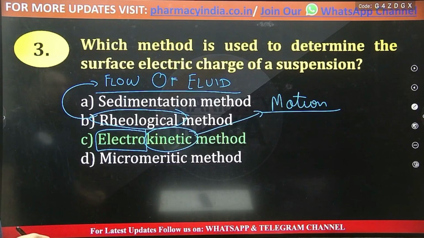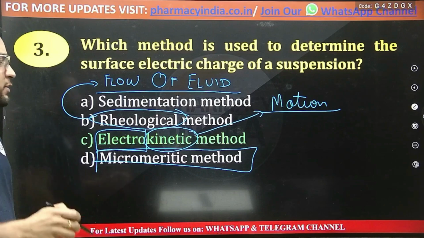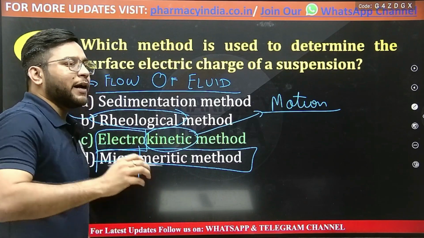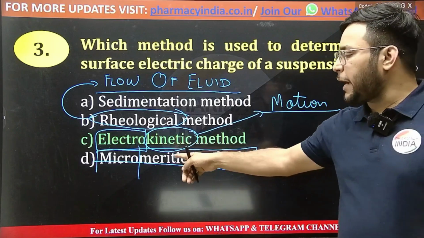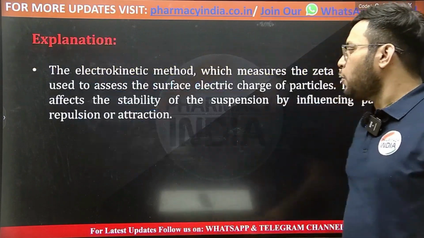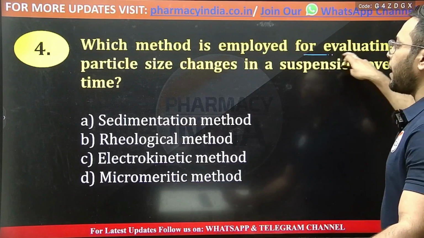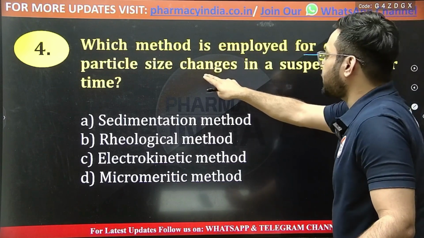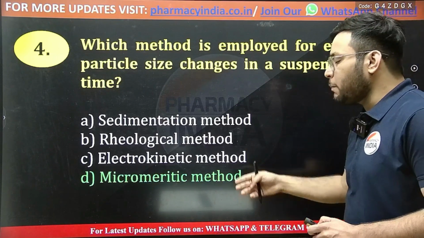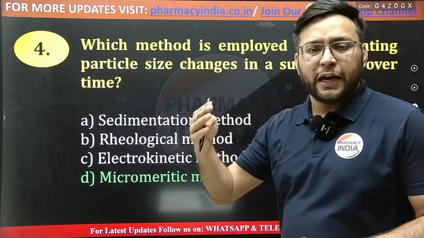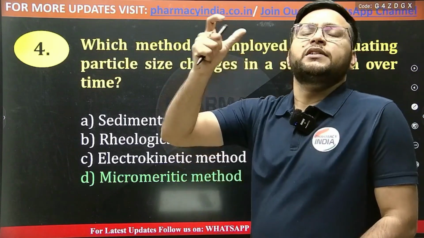Now moving on to the next point, that is micromeritics. Micromeritics means we deal with particles which are in micro size. Now the next question: which method is employed for evaluating particle size changes in a suspension over time? In the micromeritics method, we can tell about particle size, shape and surface area.